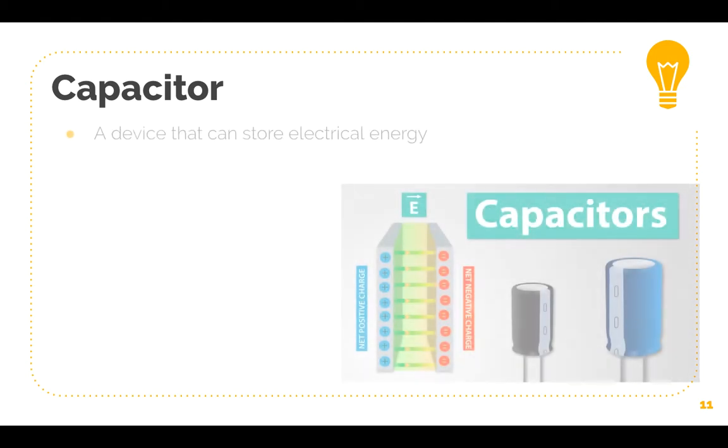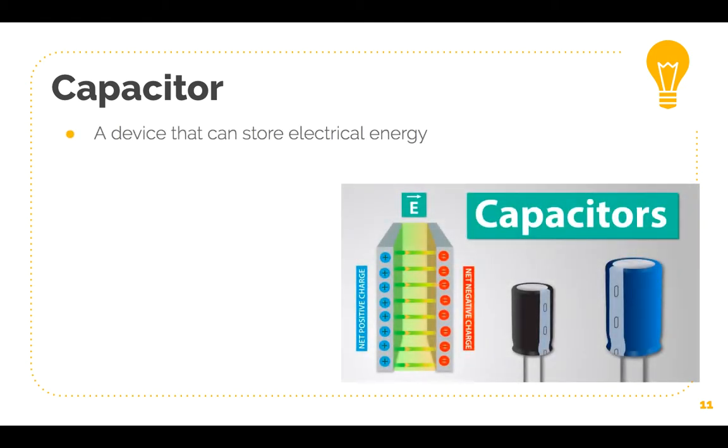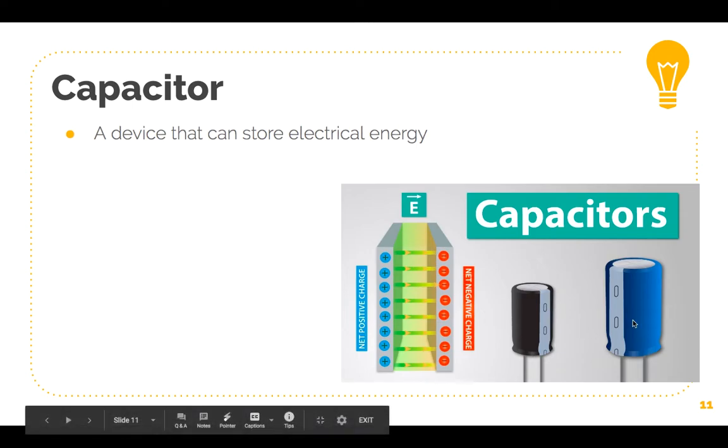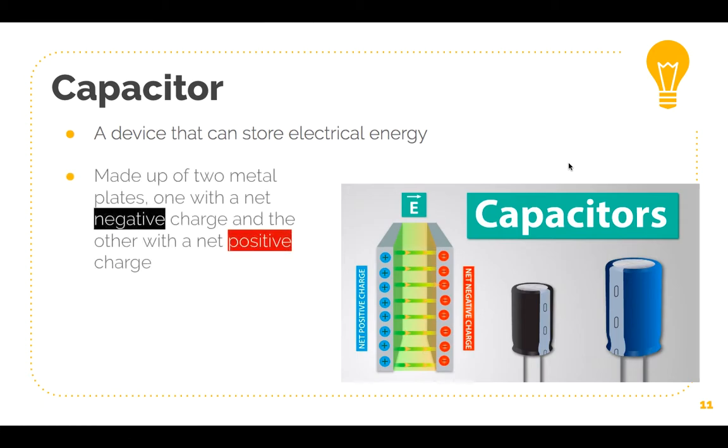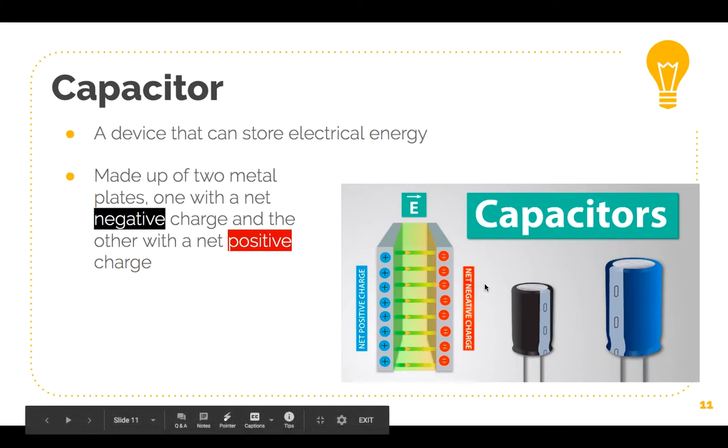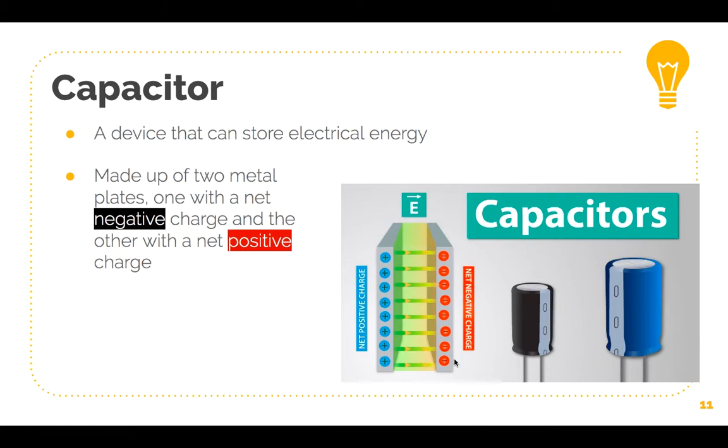A capacitor. A capacitor is a device that can store electrical energy. All capacitors look different, but the ones that we are going to use look very similar to these. They have different values. Capacitors are made up of two metal plates, one with a net negative charge and the other with a net positive charge. So if you're looking at this picture here, this is inside of a capacitor. You see the one metal plate that has the positive charge, one metal plate that has the negative charge. So those charges are repelling each other.